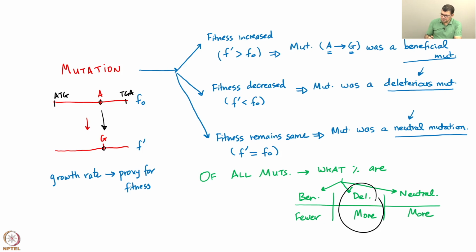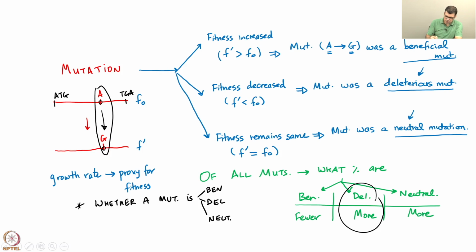What we should always keep in mind in all our discussions of fitness data, because that is what we are moving towards now, is that whether a mutation is beneficial, deleterious or neutral depends upon the context.